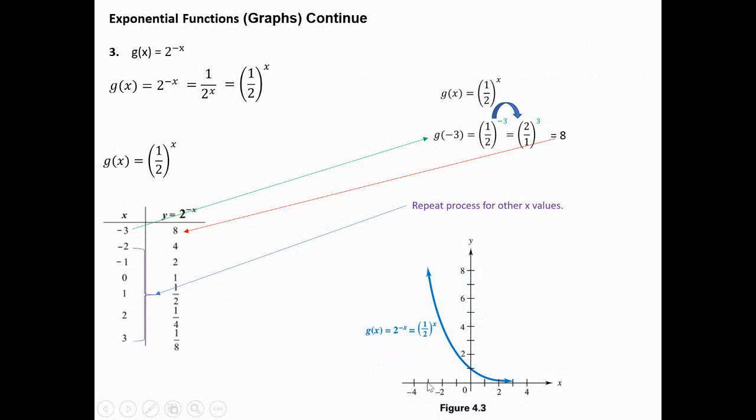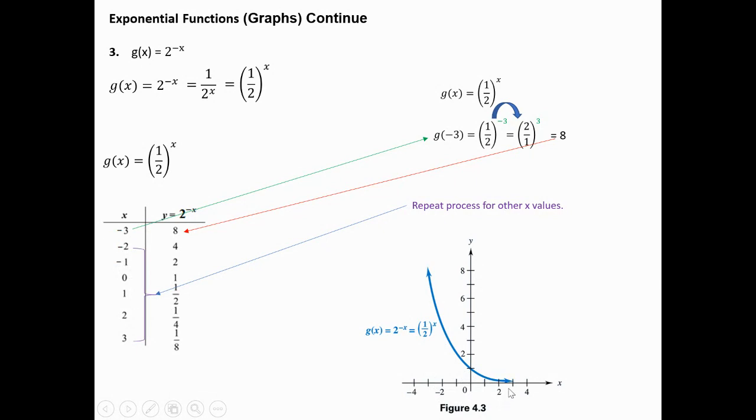To select key points, when it's -3, it's going to be 8. When it's -2, it's going to be 4. When it's -1, y is 2. You see, it matches the points over here. When x is 0, y is 1. When x is 1, it's going to be 1/2. When x is 2, 1/4. When x is 3, 1/8.